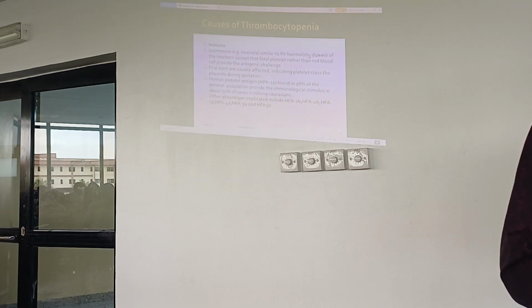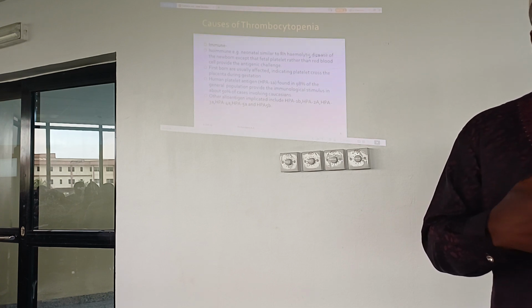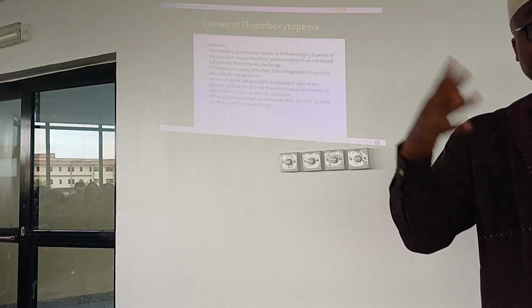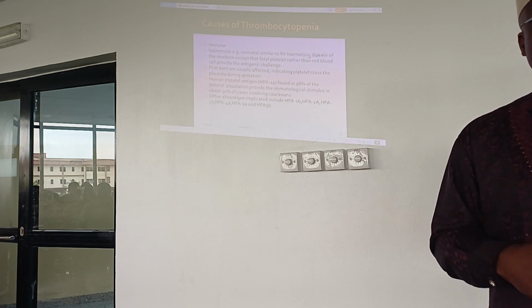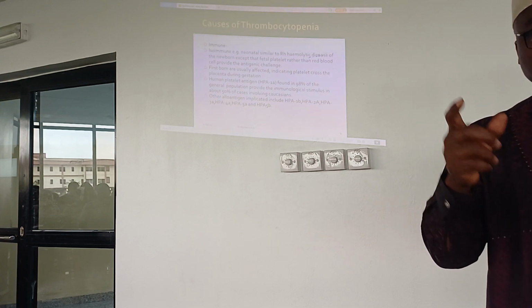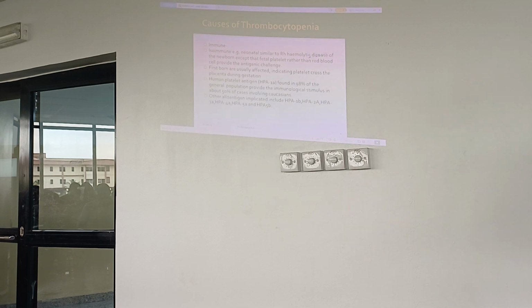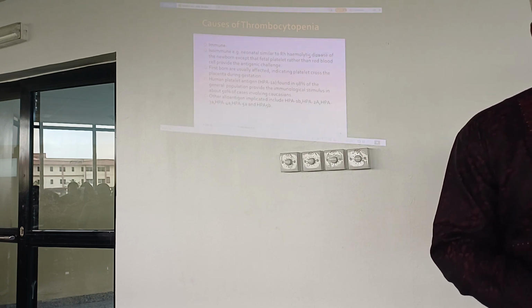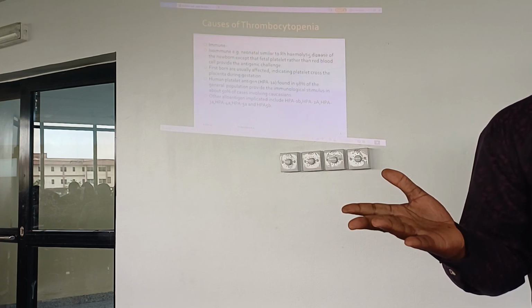So it crosses the placenta, the human platelet antigen. If it crosses the placenta and the baby lacks that antigen, the baby develops an antibody to that human platelet antigen. The culprit is human platelet antigen 1A. So the antibody destroys the baby's platelets, you know.